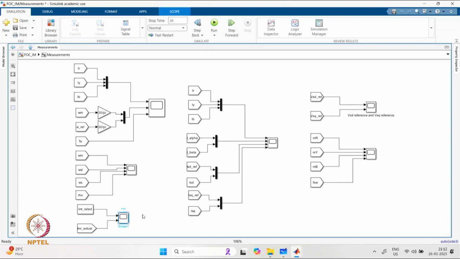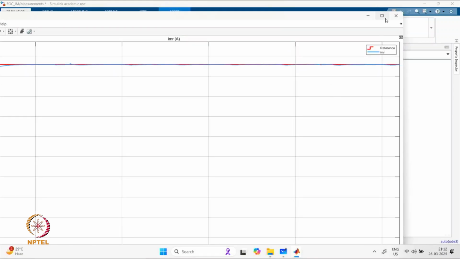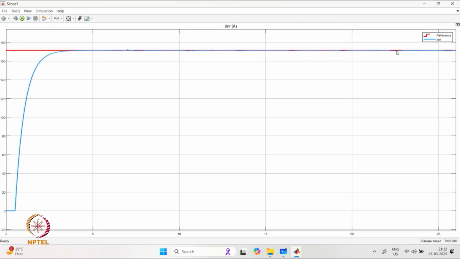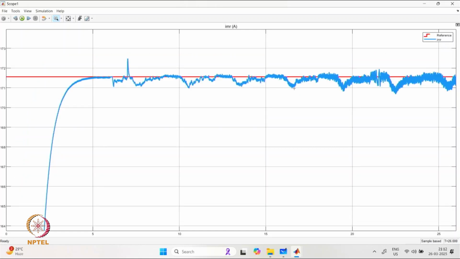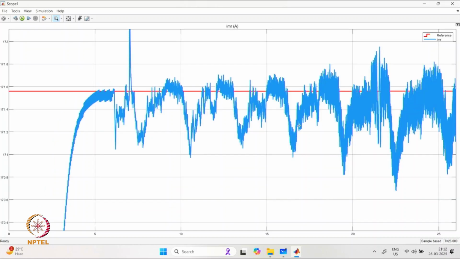We have once again the value of IMR shown over here along with the reference, so IMR is able to maintain the constant value up to the rated speed. There are some small deviations coming on the actual IMR. However, this is found to be within the desired limits. So this is found to be within plus minus 2 ampere.